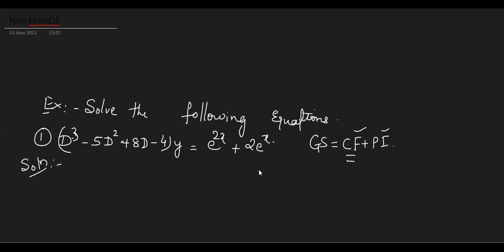How to find CF? To find CF, we have to write what? The auxiliary equation. How to get the auxiliary equation? Replace D by M. M cube minus 5M square plus 8M minus 4. Write exactly the same. Don't write a Y, and equate it to 0. This is the auxiliary equation.